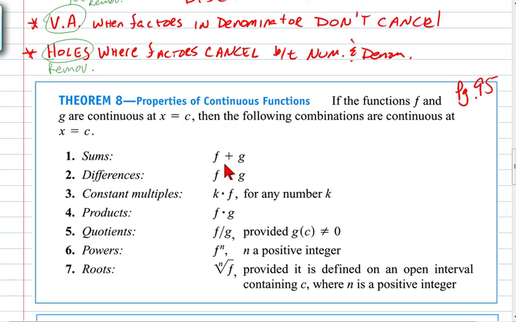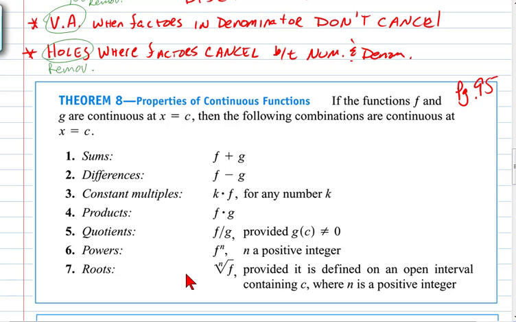You can add two continuous functions together and get a continuous function. The difference of two continuous functions is continuous. Constant multiples are continuous. Products are continuous. Quotients, powers, and roots are also continuous. This looks very similar to our definitions of limits or properties of limits. Do you remember that? That's because behind the definition of continuity, we have limits.